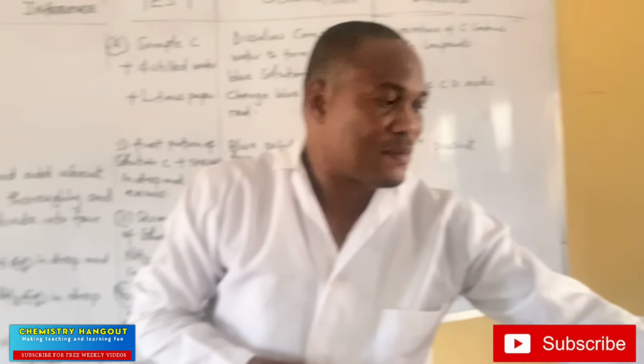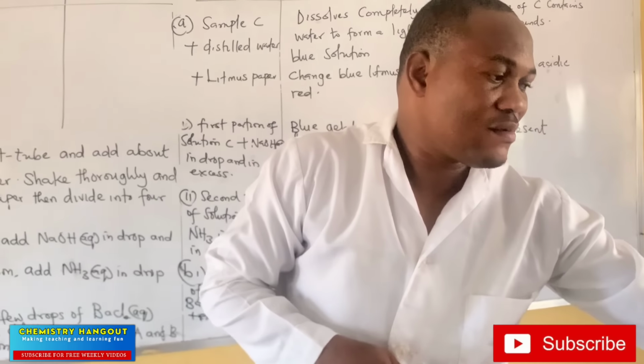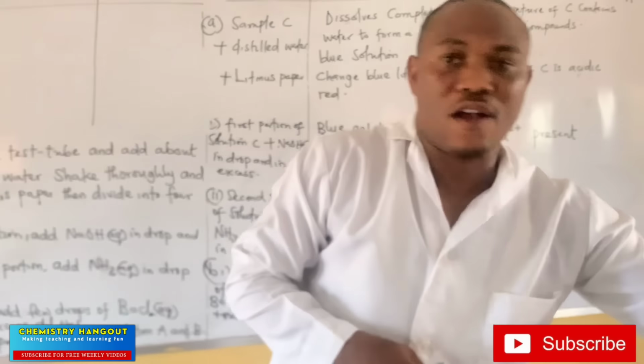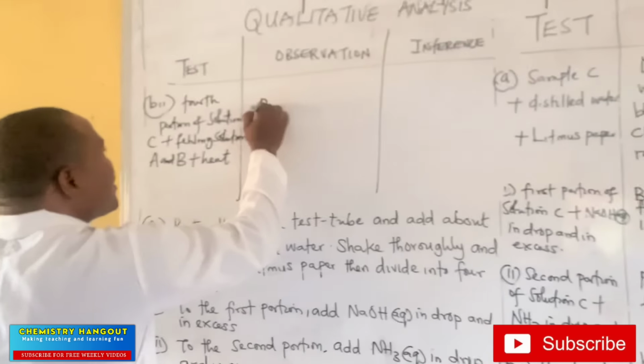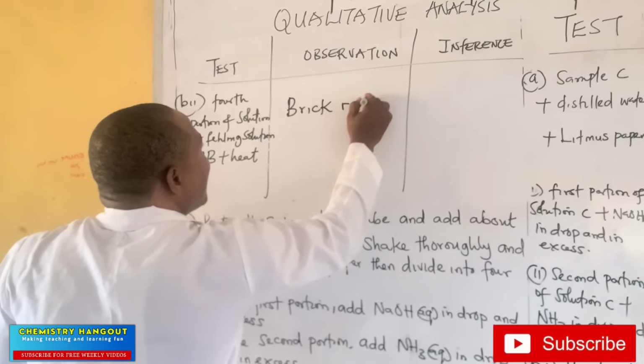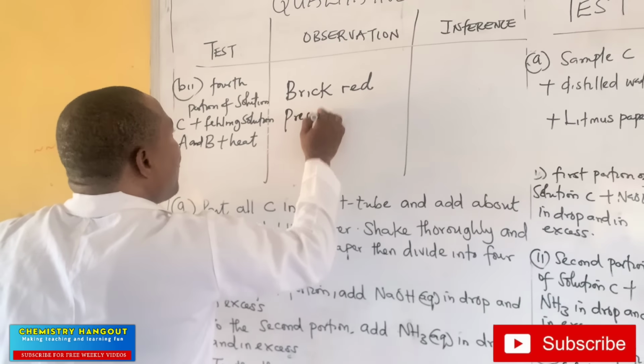Let me put off my gas, please. So from that fourth solution, I can say a brick red precipitate formed. Did you see that now? Then what's our inference? A reducing sugar is present, or glucose is present, if that's what you want to say. And that's all. These are the possible maximum tests.